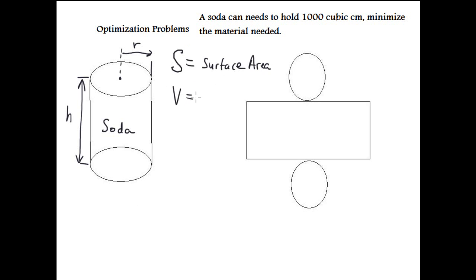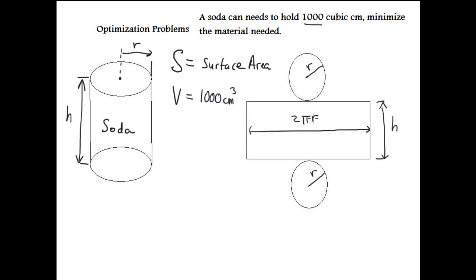And the volume, V, is 1,000 cubic centimeter. I call this distance r, the radius, and this distance h, the height. As you unroll the soda can, you can see a rectangle. This distance is r, this distance r, this distance is also r, this distance is h, and this distance is the circumference of the circle, 2 pi r. Circumference is a perimeter.